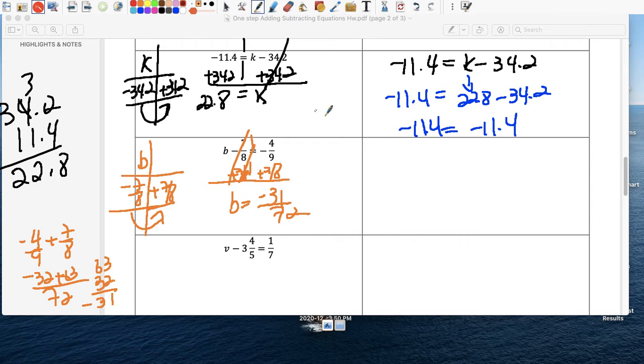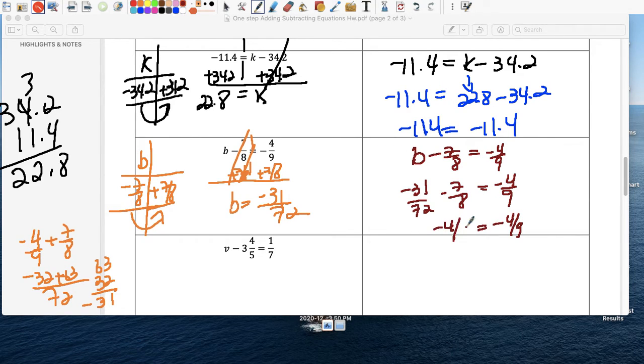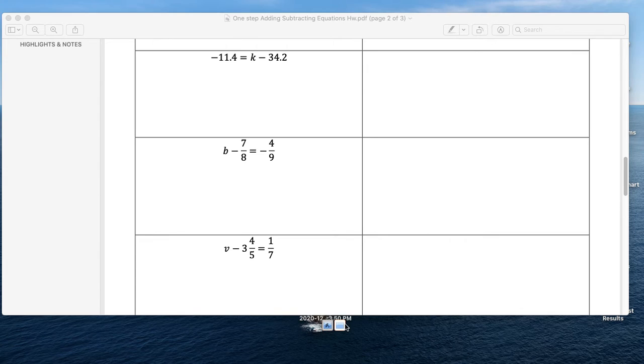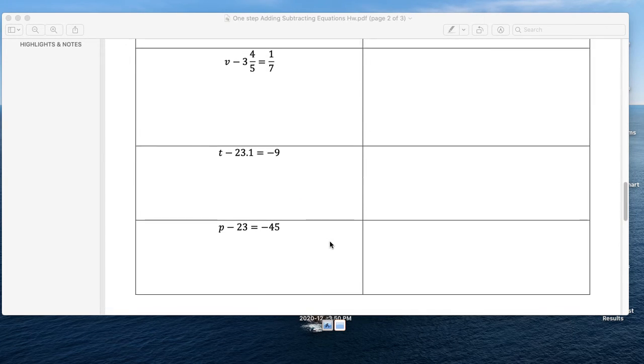And hopefully it's correct. So let's copy the original equation, and we're going to substitute b with negative 31 over 72, minus 7/8. And then, like I said, you're welcome to do this in your calculator. And hopefully it is correct. Please double check. Right, 3 more simple problems to do.